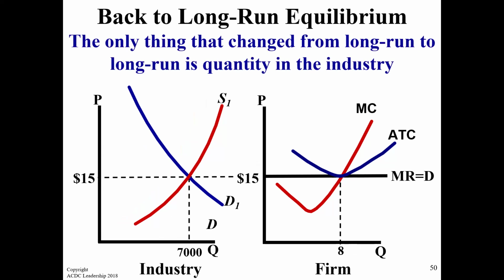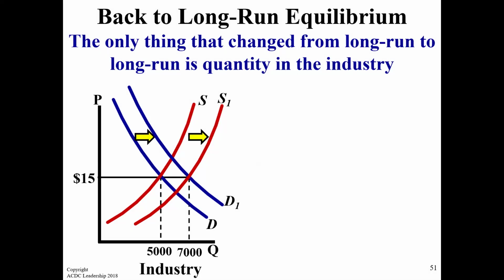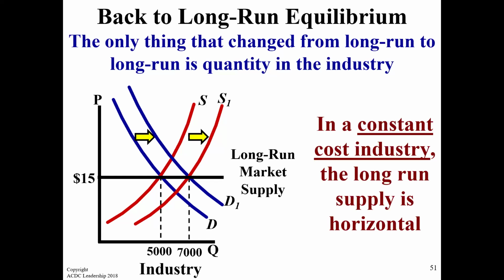Okay, so quantity in the industry went to 7,000, that stayed the same. This is just showing you how we got to 7,000. Now, because you come back to this price all the time, they will say the long run market supply curve is horizontal, because you're coming back to this 15. So the supply curve always ends up on this.